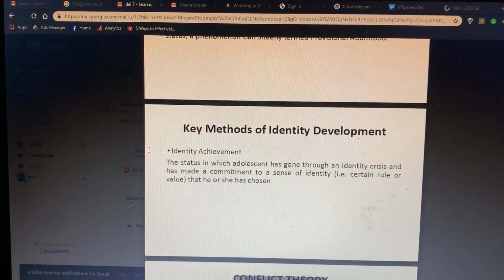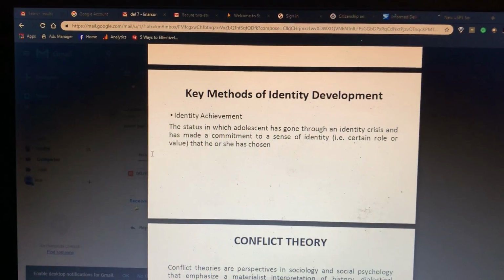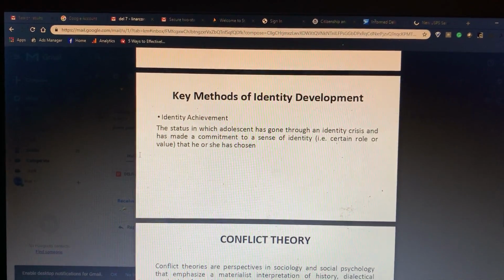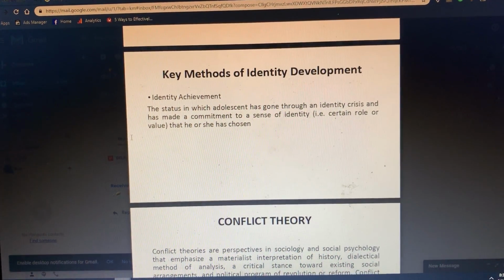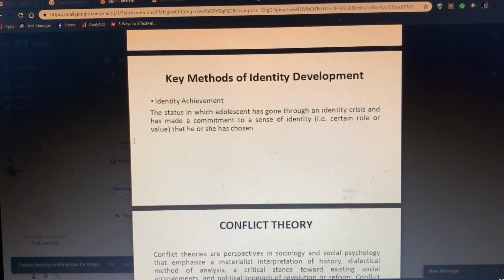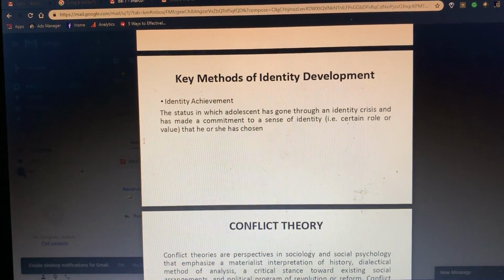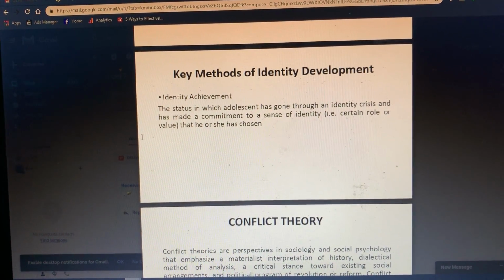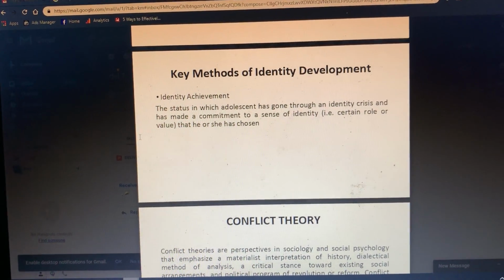Key methods of identity development: identity achievement. The status in which the adolescent has gone through an identity crisis and has made a commitment to a sense of identity, that is, a certain role or value that he or she has chosen.